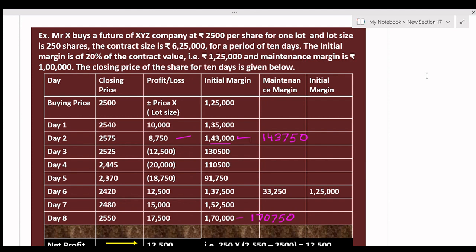Today is the 18th session. Last day I started option trading. Today it will be continued. Before proceeding, I will show one mistake in the last class on the initial margin problem.